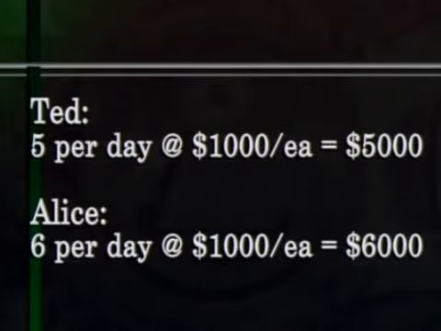Two workers are building a computer. The computers will sell in the market for $1,000 each. The first worker, call him Ted, builds 5 computers in one day. The second worker, call her Alice, builds 6 computers in one day. Well, what is the value of each worker to the firm? Ted generates 5 times $1,000 or $5,000 of revenue. Alice generates 6 times $1,000 or $6,000 of revenue.